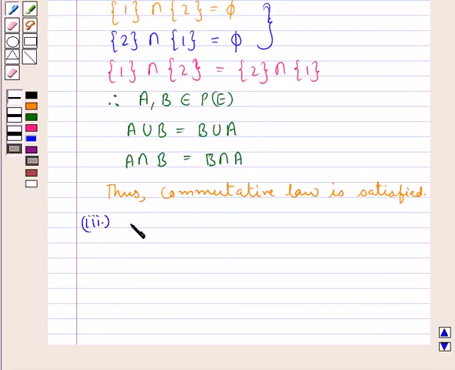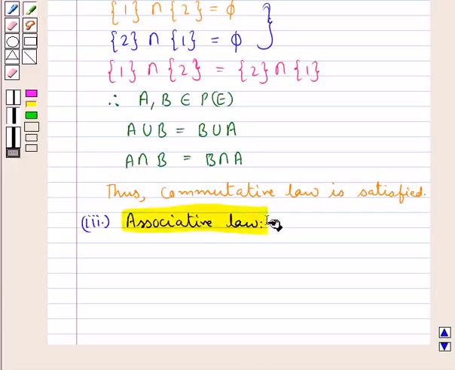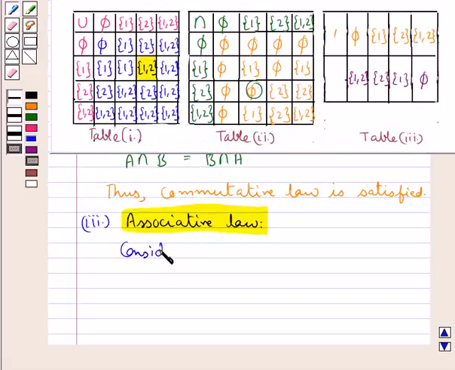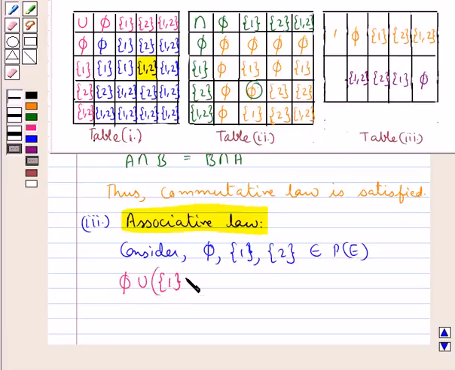Next we have the associative law. Consider three elements phi, singleton 1, singleton 2, which belong to the power set of E. First we consider phi union singleton 1 union singleton 2, the whole. Now this is equal to phi union, now from table 1, singleton 1 union singleton 2 is the set with elements 1, 2. Now again from table 1, phi union the set with elements 1, 2 is equal to the set with elements 1, 2.